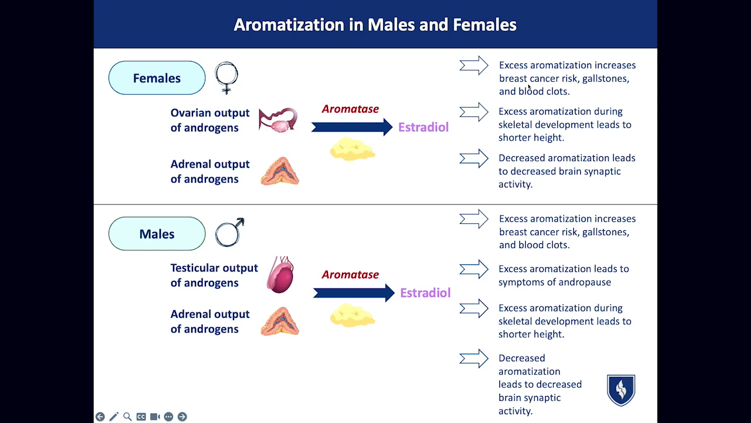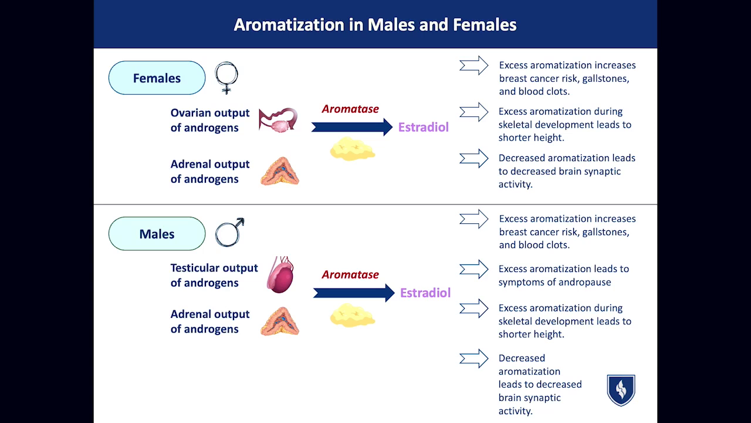Now, excess aromatization in females increases risk of breast cancer and gallstones and blood clots. And there are some females that genetically have a cytochrome P450 single nucleotide polymorphism, which causes increased aromatase activity, which may put them at increased risk for gallstones or breast cancer genetically. So they just have this increased risk, and in those types of scenarios, you have to make sure they can convert their estradiol to different metabolites and clear them out as efficiently as possible, and so forth. And even some patients with breast cancer will have to use aromatase inhibitors to stop this progression.